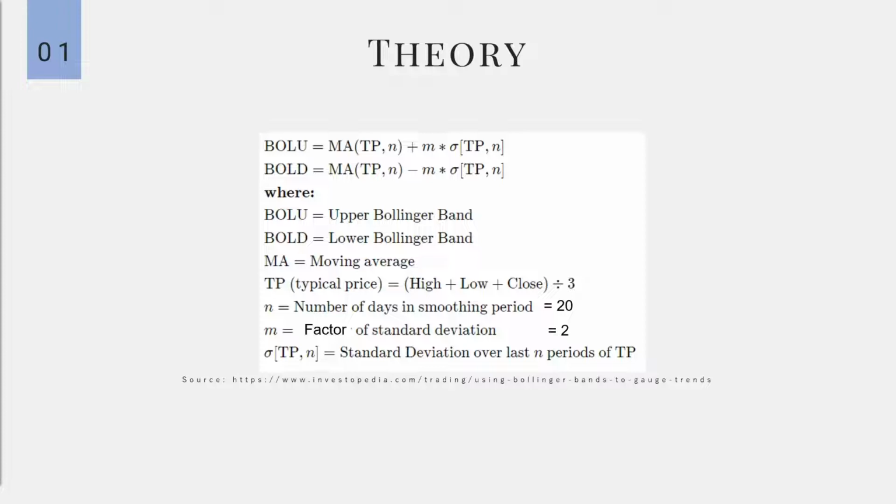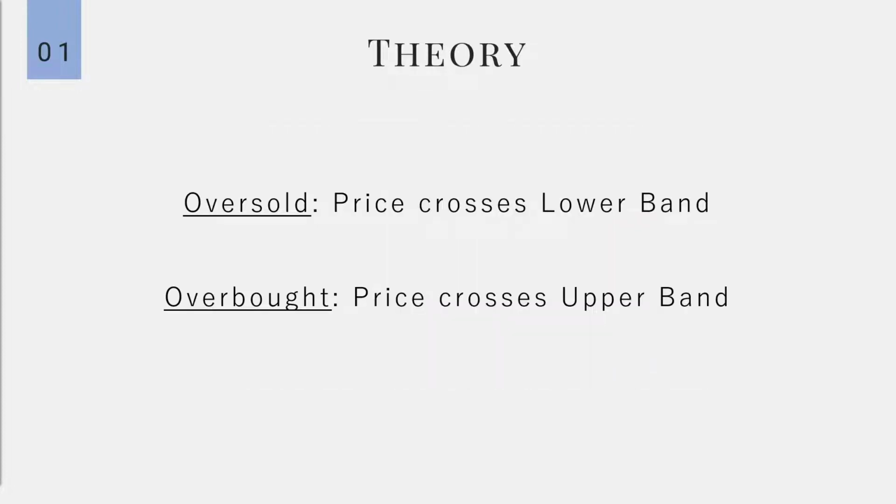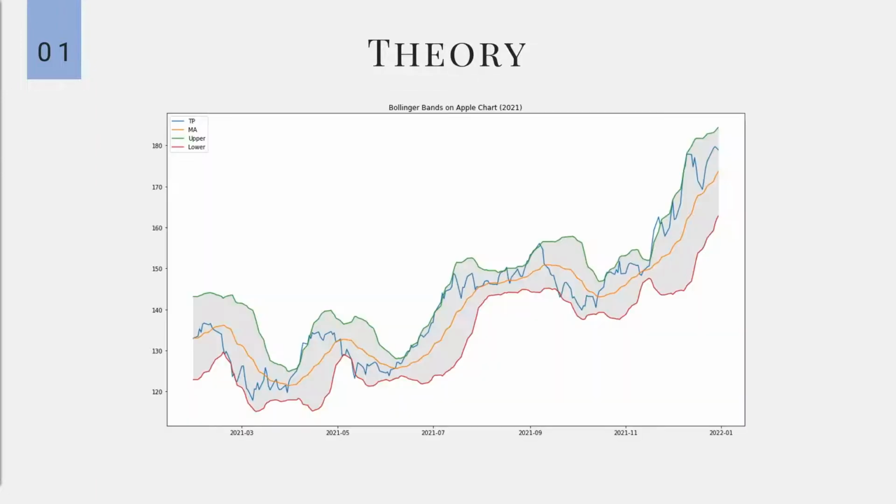So how exactly do we trade? Basically, the simple Bollinger Band strategy that we are using indicates if the stock is oversold or overbought. It's oversold if the price crosses the lower band, and it's overbought if the price crosses the upper band. So that means for us, if it's oversold we will buy, and if it's overbought we will sell. I will show you this in the plot.